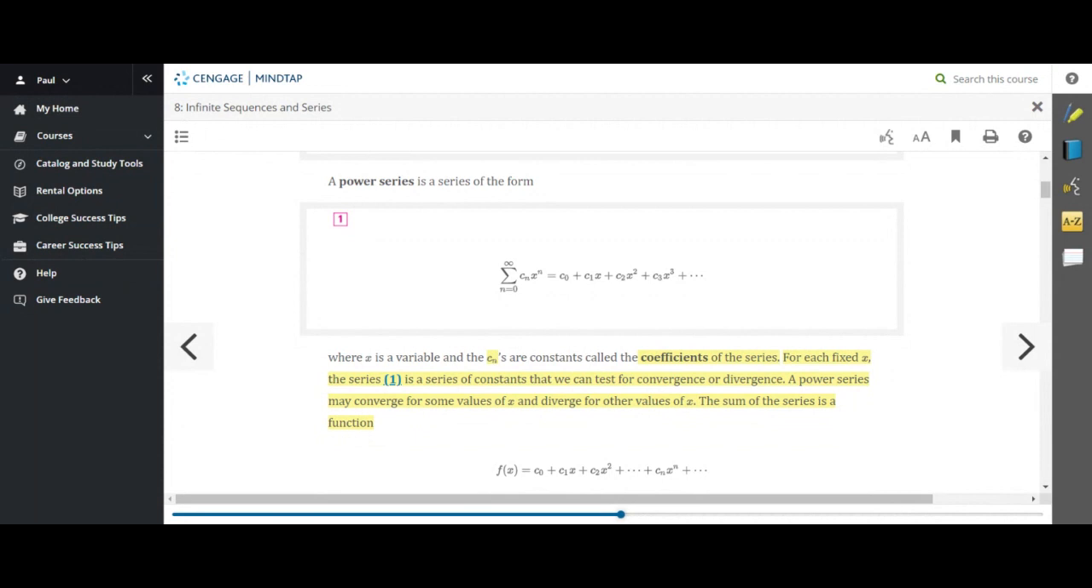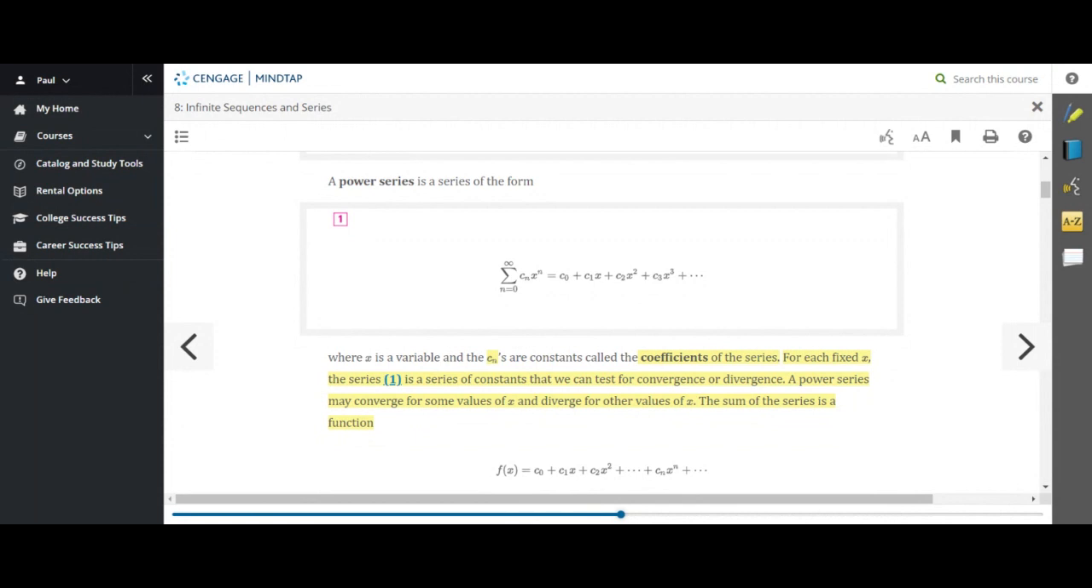And if we fix the value of x, for this series above, it would be a series of constants that we can test for convergence or divergence. A power series may converge for some values of x and diverge for other values of x.